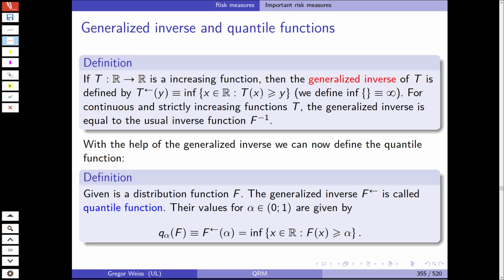So let's look into this in more detail. We've already seen the generalized inverse. We need to look at the generalized inverse because for some distributions, you cannot invert the distribution function. So this is the generalized inverse, and we get the inverse function or the quantile function F minus 1. If we use the generalized inverse, this is the quantile function of our distribution, and we show this by this arrow here. So this is the quantile function Q alpha of F of the distribution.